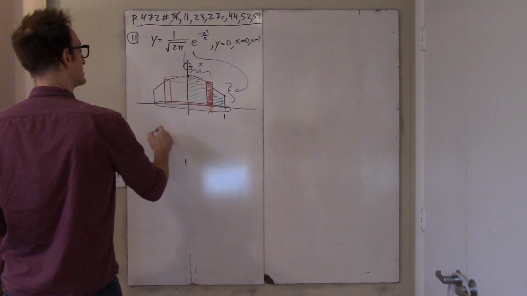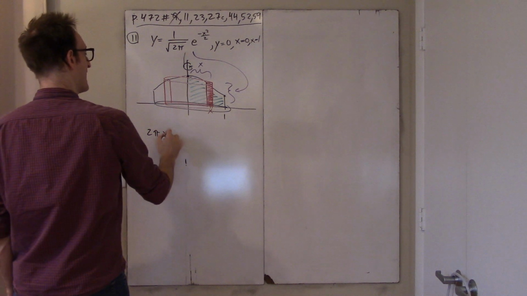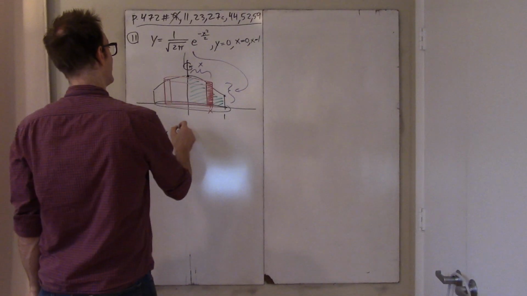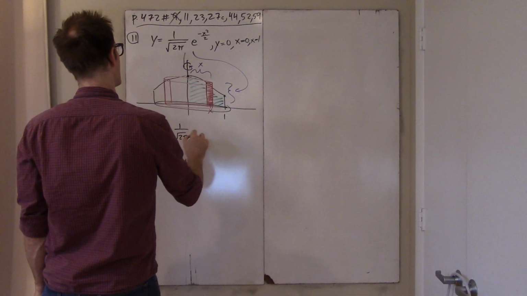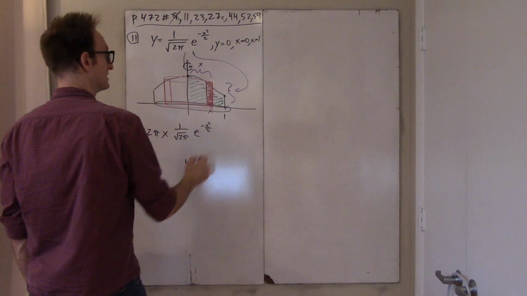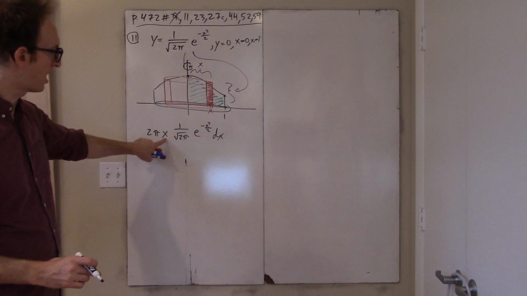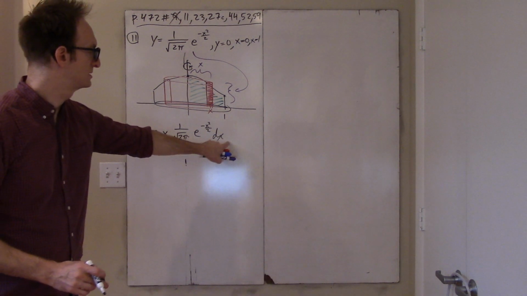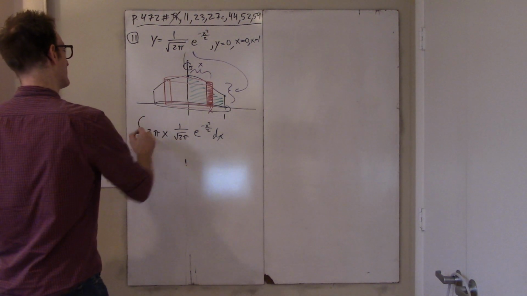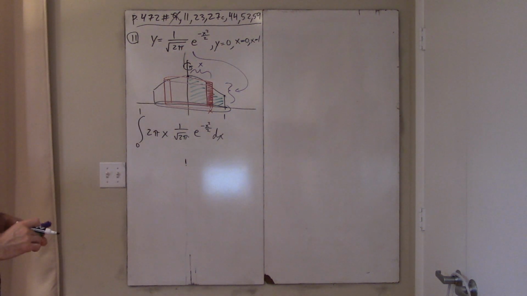So what are we doing? We're doing 2 pi r h, where r, the radius, is x. And h is just the height of the function, which is 1 over root 2 pi e to the negative x squared over 2, and then dx, the thickness of the shell. So it's 2 pi r h dr, or something like that. Now that's the volume of one shell, so we integrate from 0 to 1 to add up the volumes of all those shells.